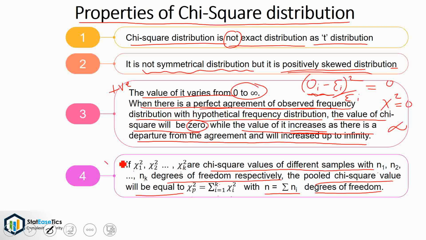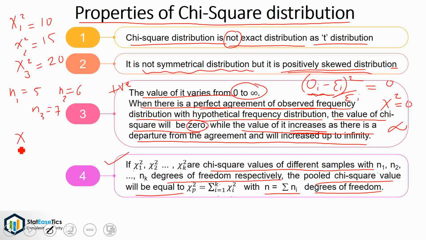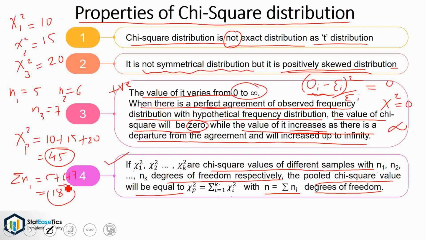Now let's see the fourth property with the help of example. Suppose chi1 square is equal to 10, chi2 square is equal to 15 and chi3 square is equal to 20, and their respective degrees of freedom n1 is equal to 5, n2 is equal to 6 and n3 is equal to 7, then the pooled chi-square, chi-p square is equal to 10 plus 15 plus 20 is equal to 45, and the degrees of freedom will be summation ni, which is equal to 5 plus 6 plus 7, that is 18. Hence, we have to check the chi-square value 45 at 18 degrees of freedom.